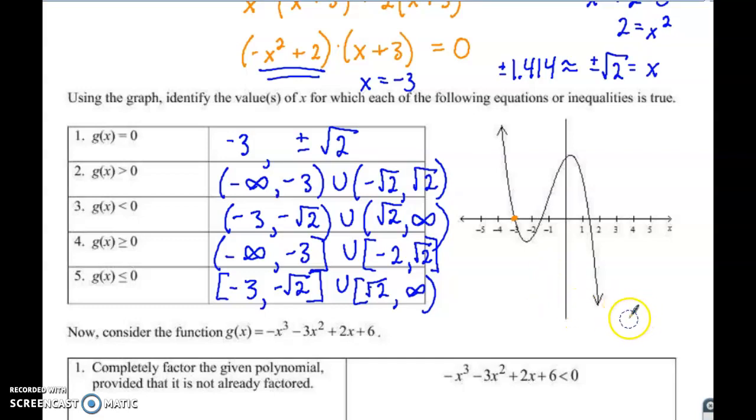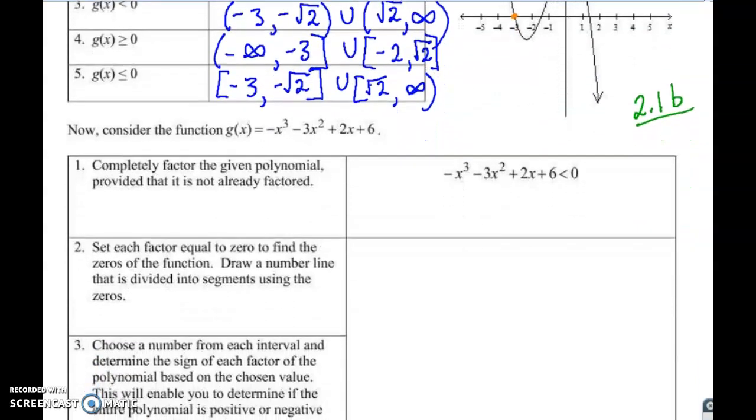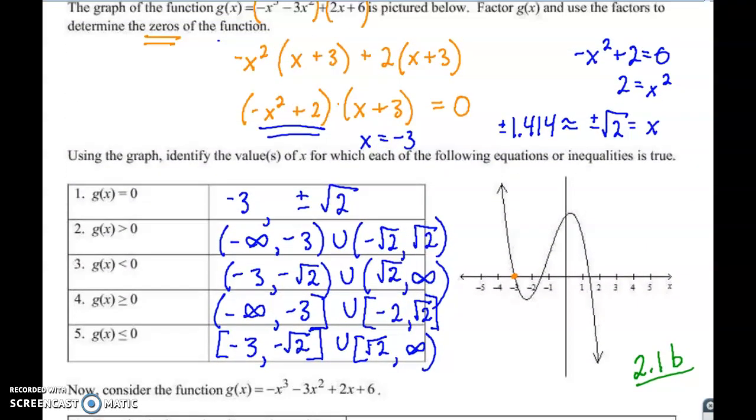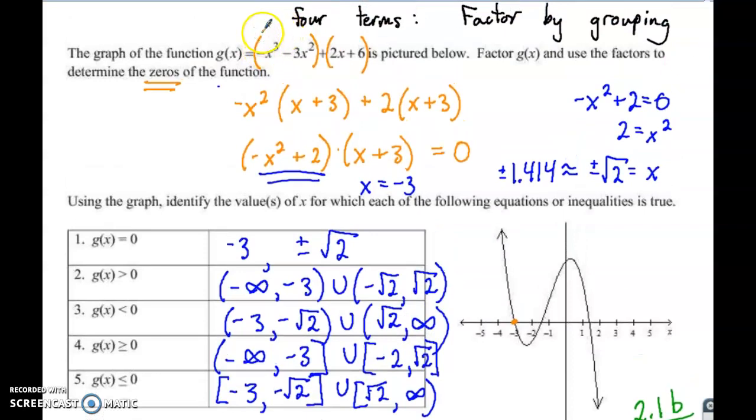This is exactly where we left off in the previous video. Still doing 2.1. I'm going to call this one B moving forward. So what we deduce is that our factors, we are able to figure out that we had -3, negative square root of 2, and positive square root of 2. But this time, what I like to do is investigate the fact that we had a negative leading coefficient.